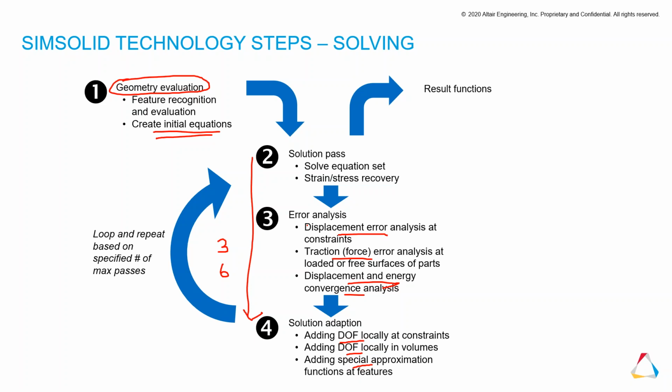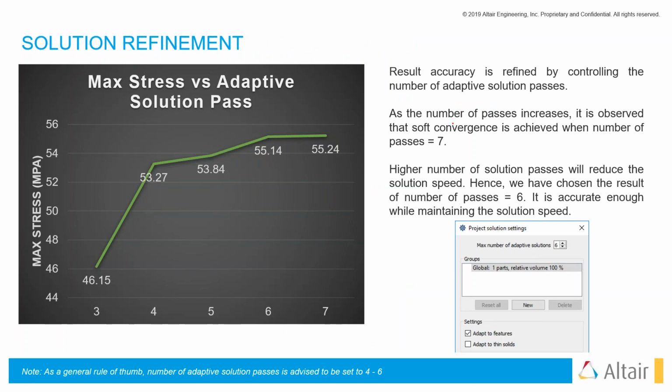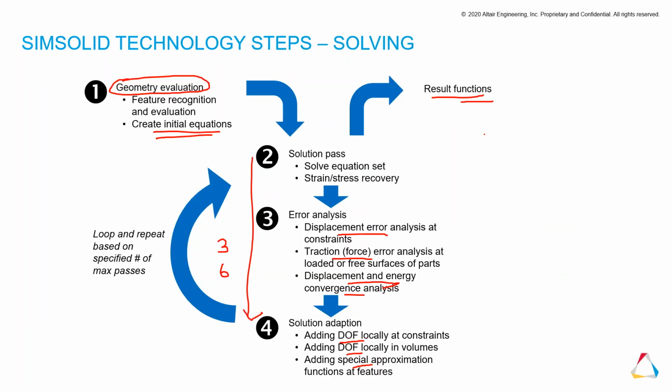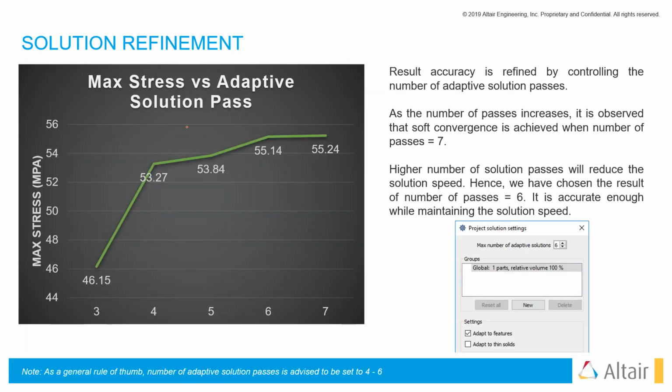And once this solution pass is done, the loops here are done, we will actually write out result functions, right? So notice the word here, functions, is not results. So we don't actually write absolute results per se. We don't actually write, for example, say the stress at this point is 100 megapascal. We don't write the absolute results. What we write is we write functions, okay? So remember that.